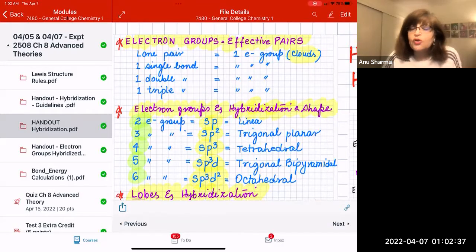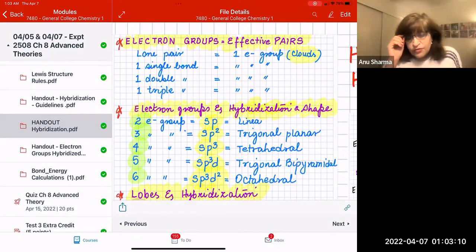Next, these electron groups relate to the hybridization, and each hybridization has a certain shape, and that particular atom will have that shape with these hybridized orbitals. Anyway, so here we look at these. If there are two electron groups, then it will be sp hybridized, and the shape is going to be linear.